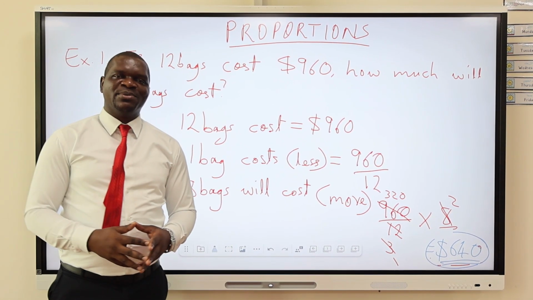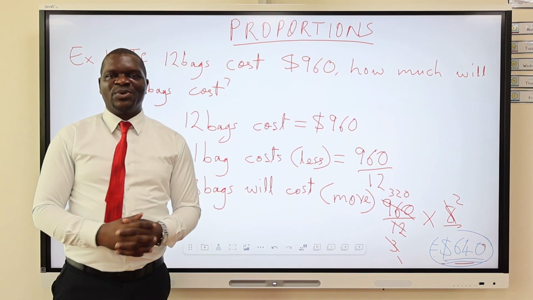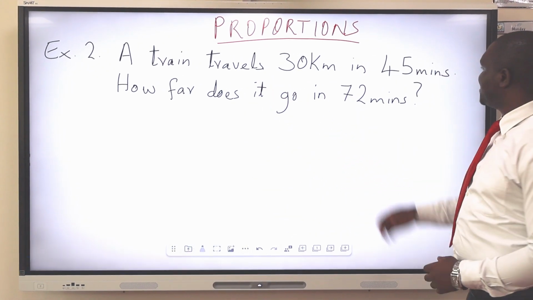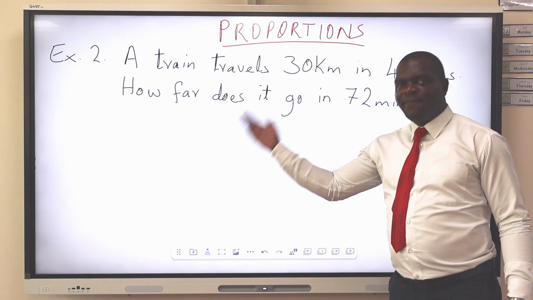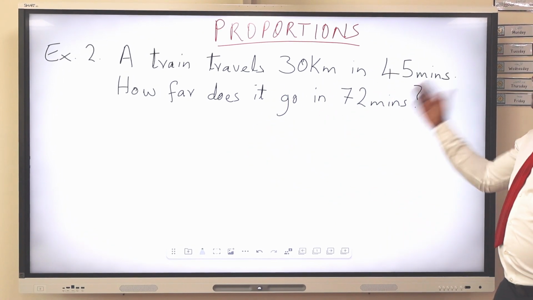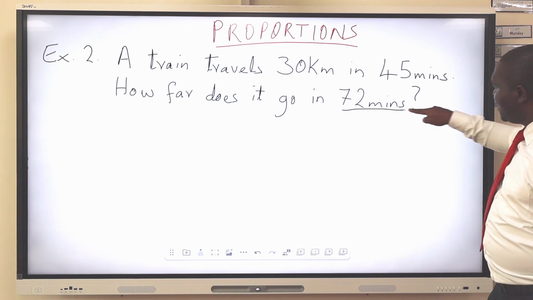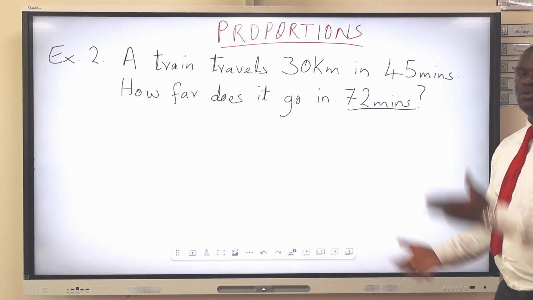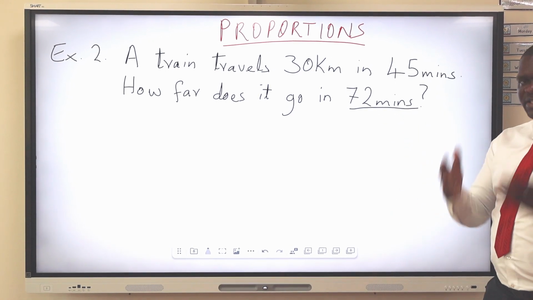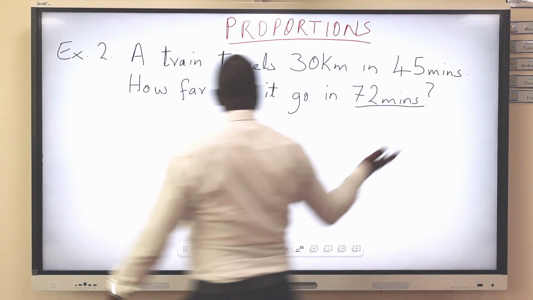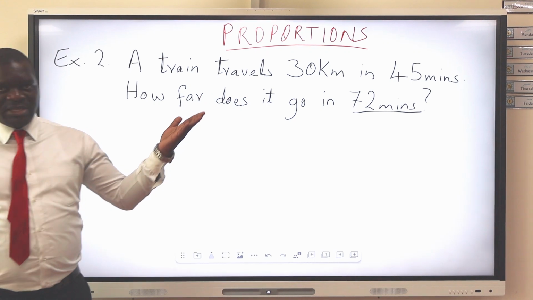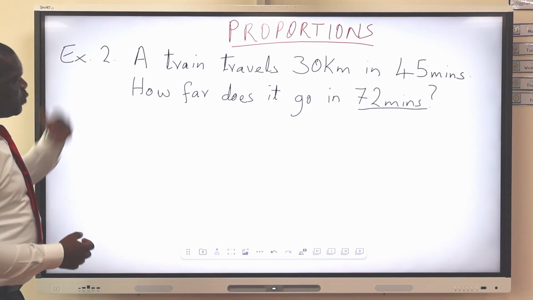Let's look at another example so that if you did not understand this one, you can better understand. This is the second example, and it says a train travels 30 kilometers in 45 minutes. How far does it go in 72 minutes? Take note here, they can equally say how far does it go in 1 hour 12 minutes for you to convert all in 1 unit. That's all in minutes. Now this is another direct proportion, and a rise in one quantity initiates a rise in the other.